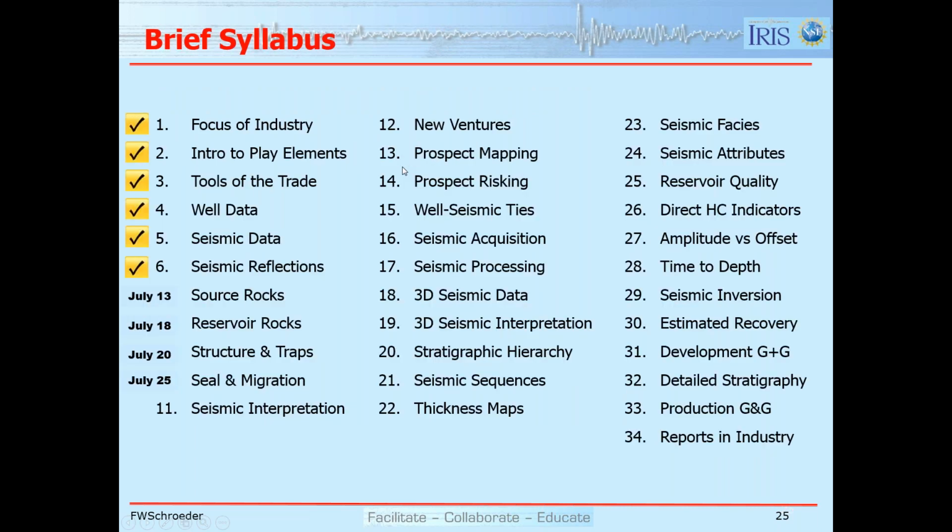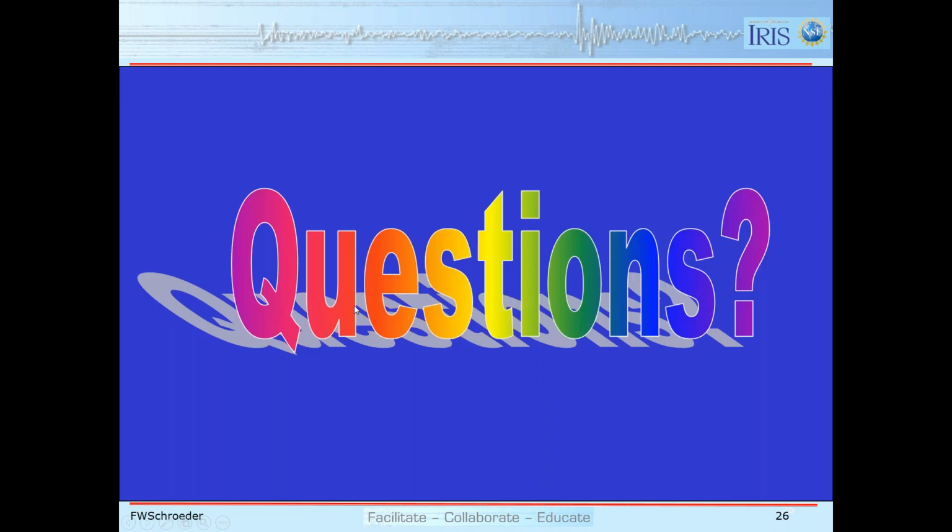So that concludes my prepared statements for the seismic reflections lecture. Looking ahead, on Thursday we'll start to talk about some of the risk elements, the key elements to have success. Thursday, we'll talk about source rocks, and then next week on Tuesday, we'll talk about reservoirs. Next Thursday, we'll talk about structure and traps. And then two weeks from today, I believe it is, we'll talk about seal and migration. Then we'll get back into some more of the geophysics and seismic interpretation. So with that, I'll stop here, and we have plenty of time to have questions.